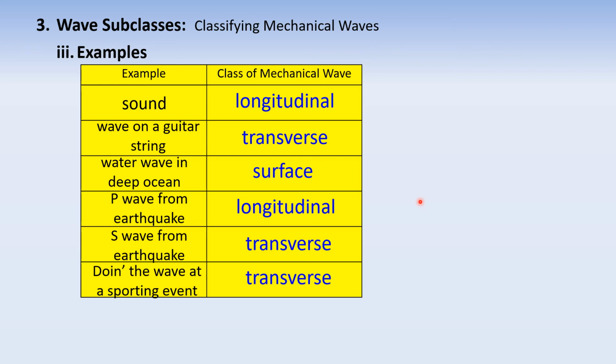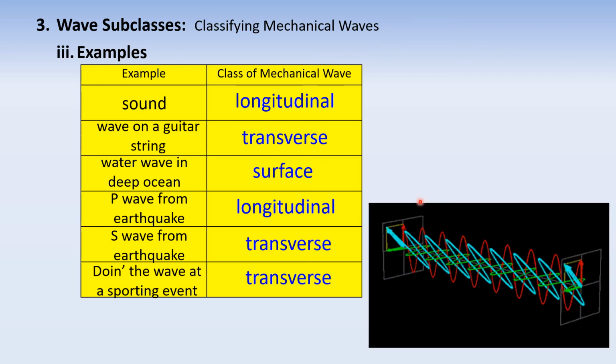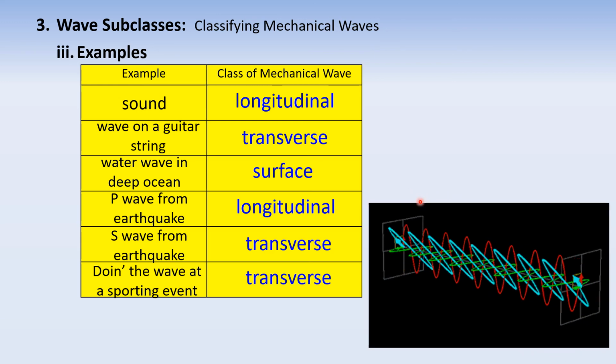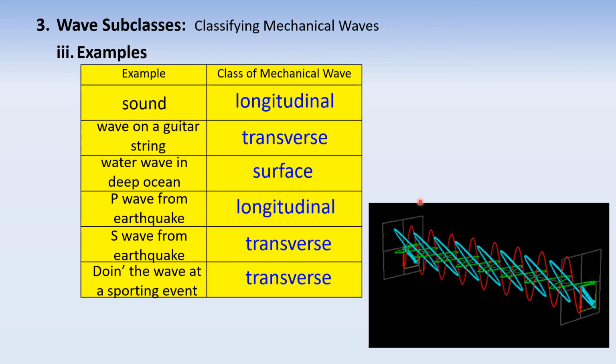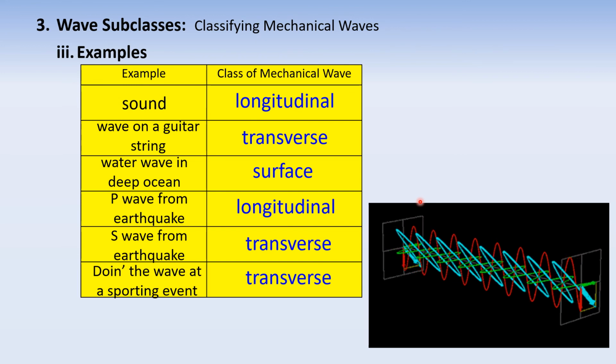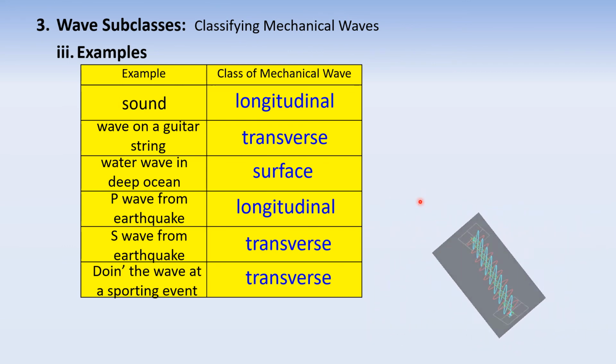So in this last example here, I didn't include it in the table because this is light. Light is not a mechanical wave, but it is transverse by nature. So when a light wave travels through a medium, it will make the particles in the medium vibrate in a direction that is perpendicular to the direction that the wave or the energy travels.